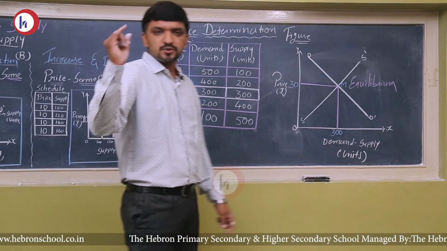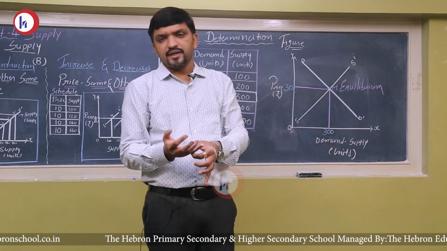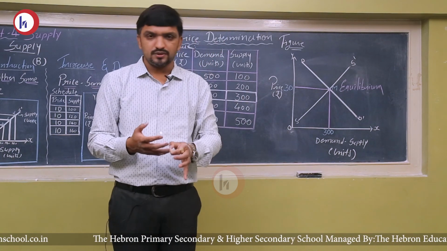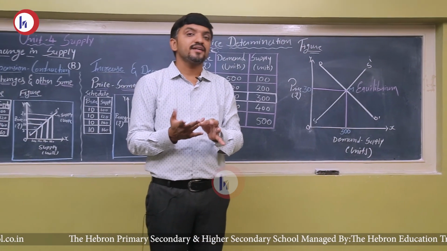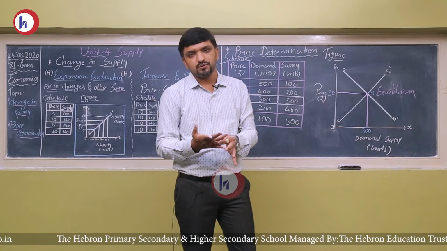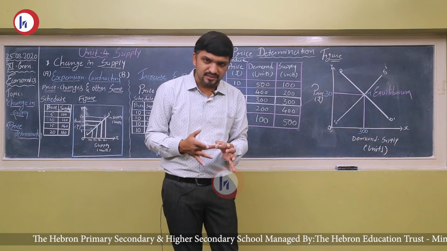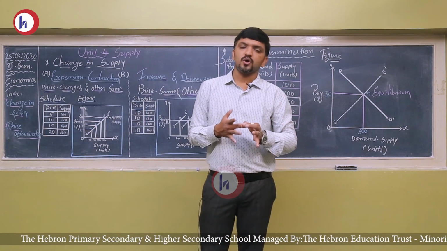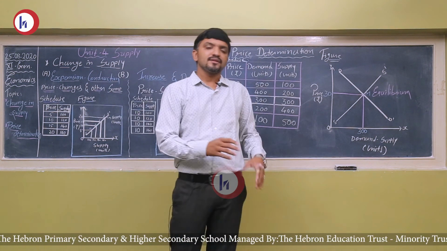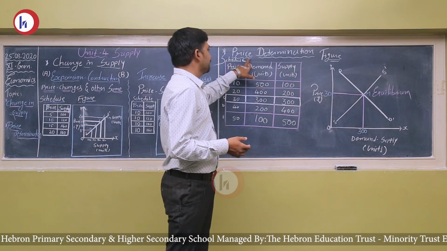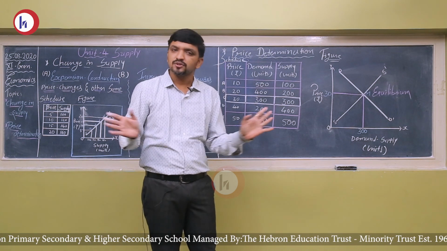So in the first question we saw the concept of supply, production and stock. In the second question we saw the difference between supply and stock. The third question was factors affecting supply. The fourth question was supply function. The fifth question was individual supply and market supply. The sixth question was law of supply. The seventh question was change in supply. The eighth question is the price determination process, and here the unit is over.